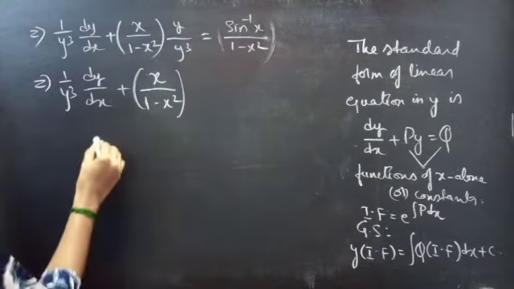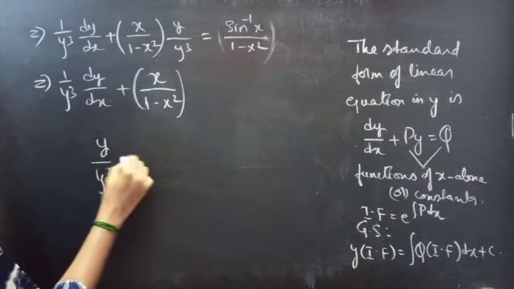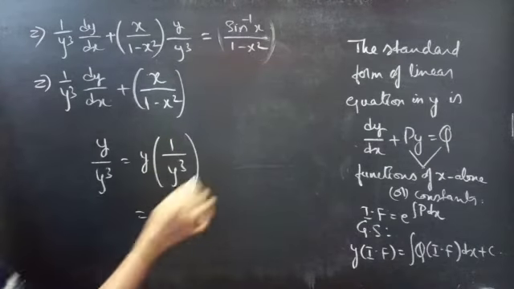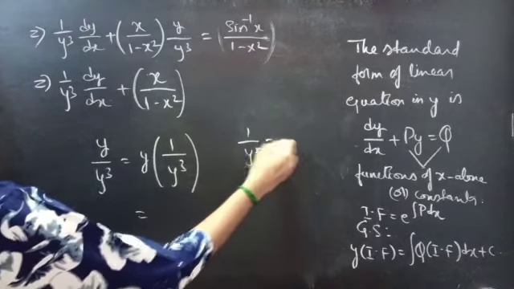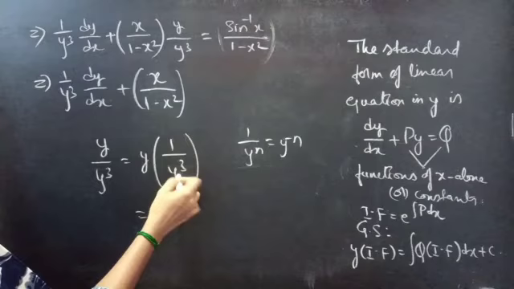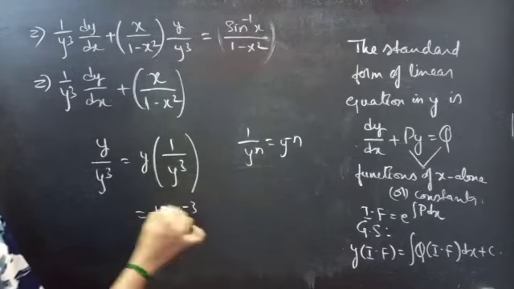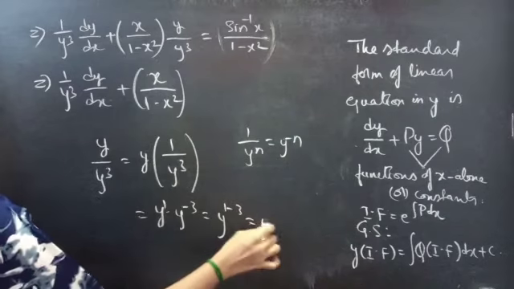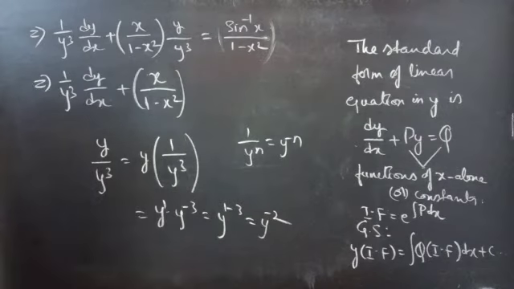so here you have y by y cube. You can split this as y into 1 by y cube. We know that 1 by y power n can be written as y power minus n. Then you can write the reciprocal of y cube as y power minus 3. Here you will have y power 1. Now add the powers: you will get 1 minus 3, which equals y power minus 2.